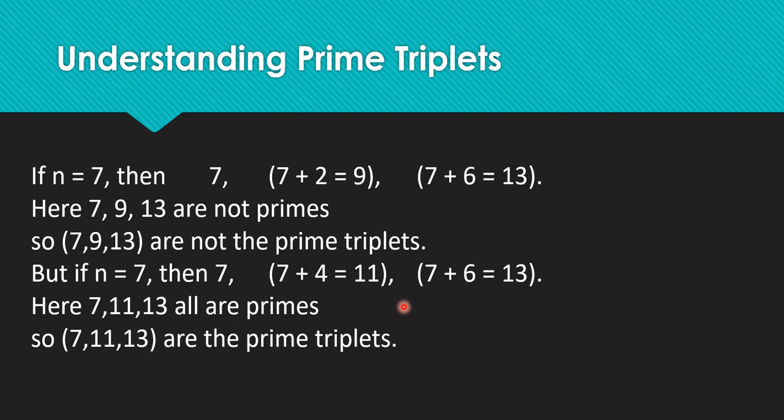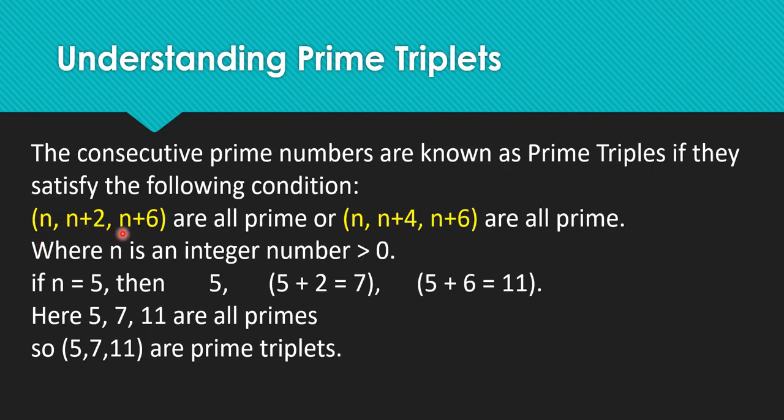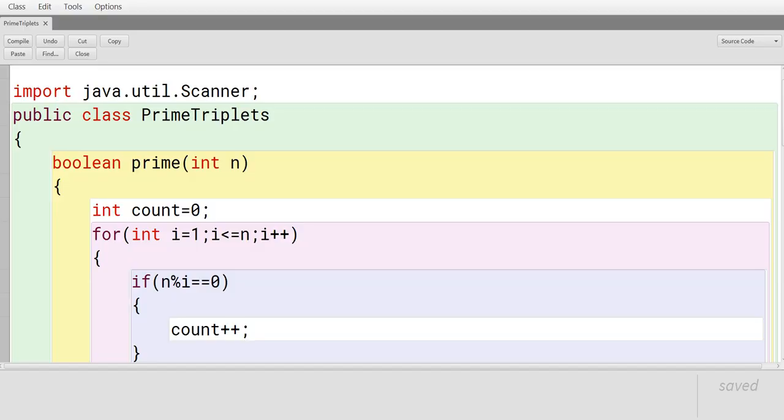You are going to see n, n plus 2 and n plus 6 as one condition. If all these three are primes, then you call it prime triplets. Or if it contains n, n plus 4 and n plus 6, and all these three numbers are prime numbers, then you call it a prime triplet. So you're going to see this program in BlueJ.